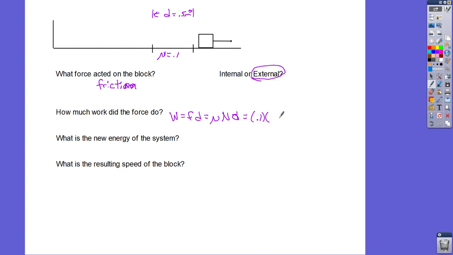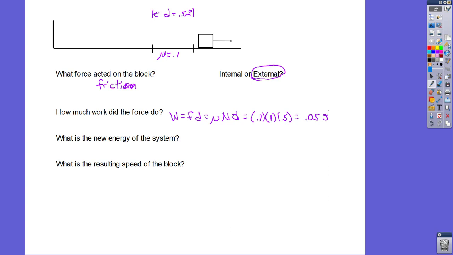Okay, our mass there was our normal force is going to equal mg. M was equal to 0.1, and we'll use 10 for g, so that ends up being 1 times a d of 0.5. Oh, we're going to be okay. So that's going to equal 0.05 joules of energy.